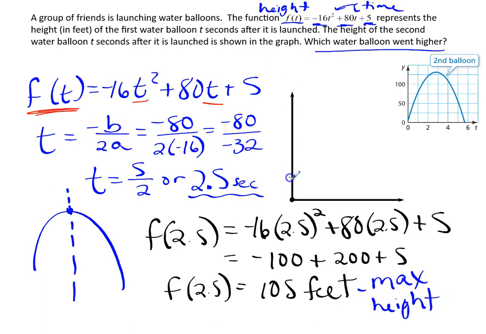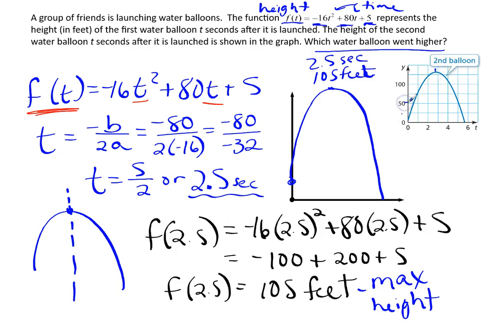So this one starts at 5 feet. It hits a maximum height of 105 feet at 2.5 seconds. Now we come to our other graph, and we're looking for that maximum height right there.